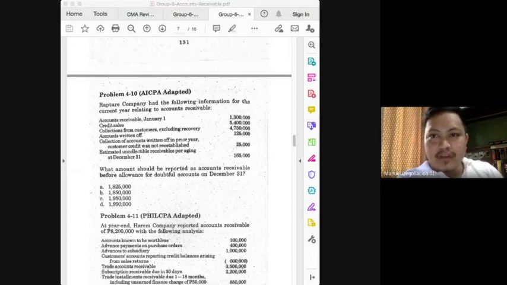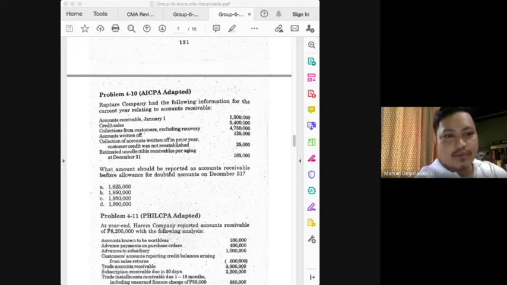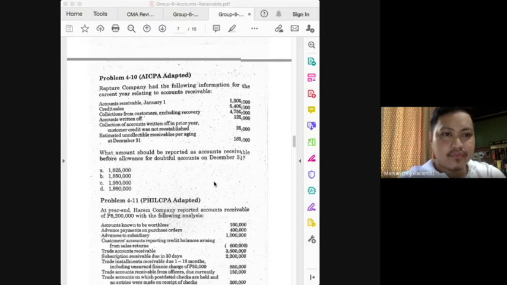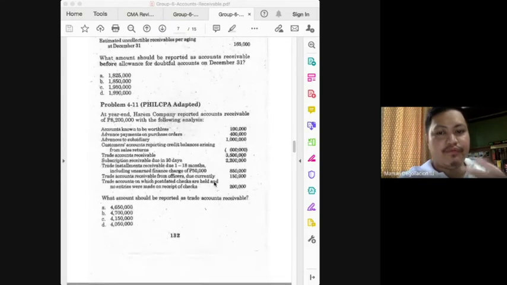Basically, in solving for the ending balance of the accounts receivable, class, we would start with the beginning balance of 1,300,000. We will add the credit sales of 5,400,000 and then deduct the collections in the amount of 4,750,000, and you also deduct the accounts that were written off in the amount of 125,000, thereby giving you a balance of 1,825,000. If you feel that the discussion is very fast, class, you can just replay the recording.